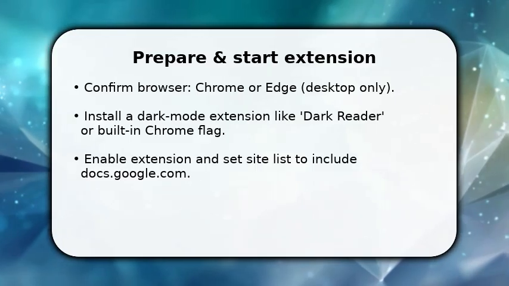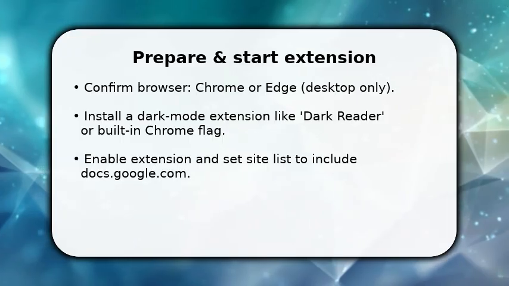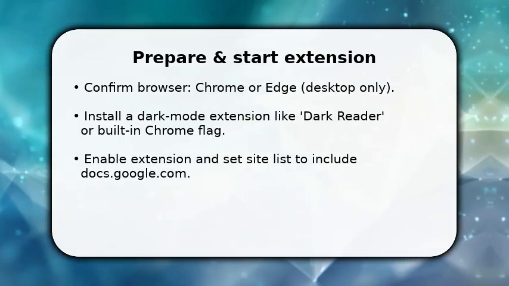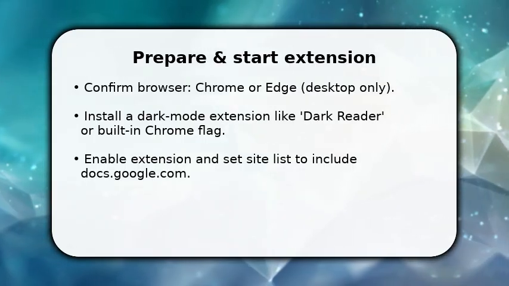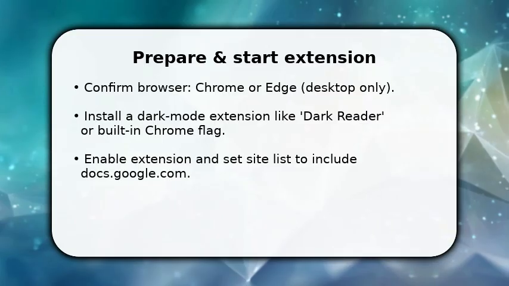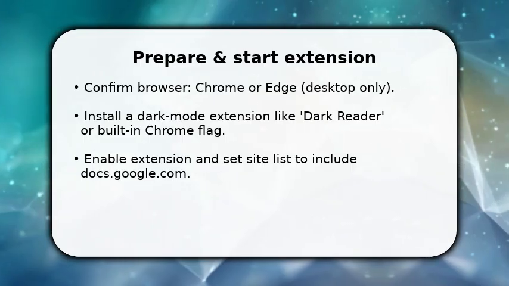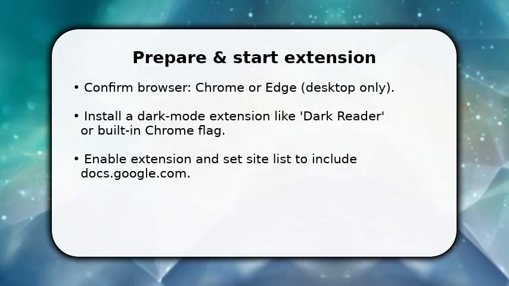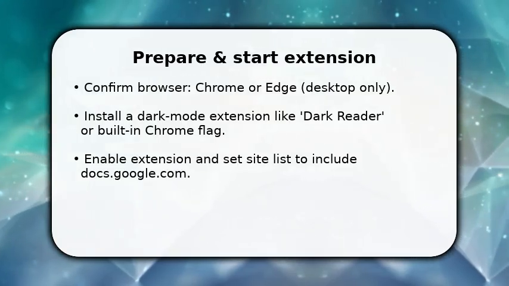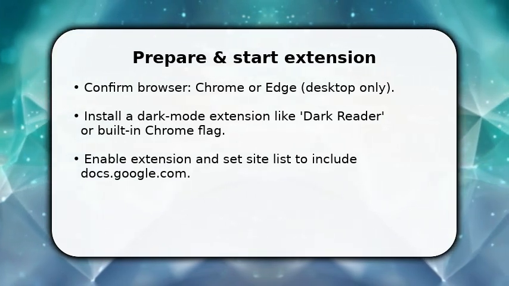Enjoy the video. You start by confirming you're on a supported desktop browser, Chrome or Edge, because mobile apps handle themes differently. Next, install a reputable dark mode extension such as Dark Reader. Once installed, enable it. Make sure Docs.Google.com is allowed or added to the extension site list, so the extension will actively invert or apply dark styles. Once done, toggle the extension's global switch to on and test a sample document. This first step prepares Google Docs to receive dark styling immediately.